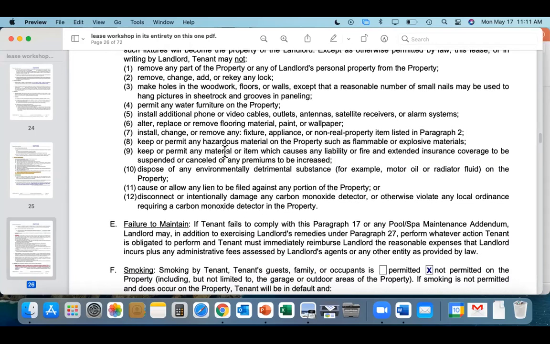They're not permitted to put any water furniture on the property. I don't even think they make those anymore. Do they still make water beds these days? I know, right? They used to be big in the day, but that's really what that's for, water beds.